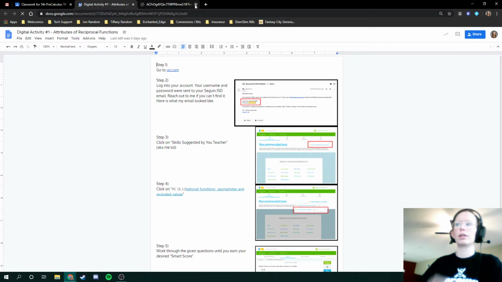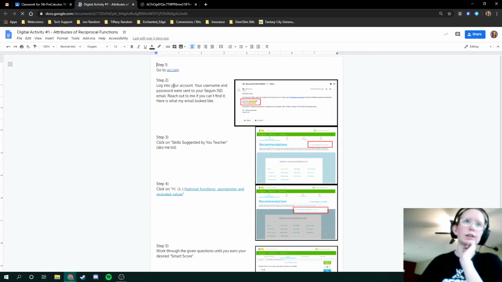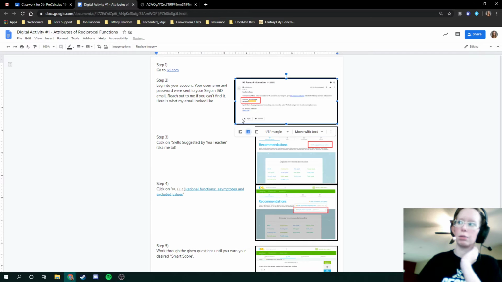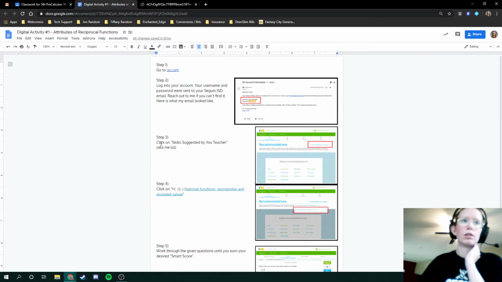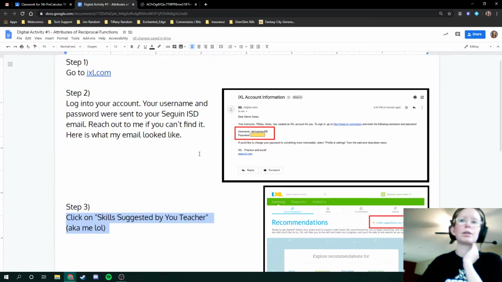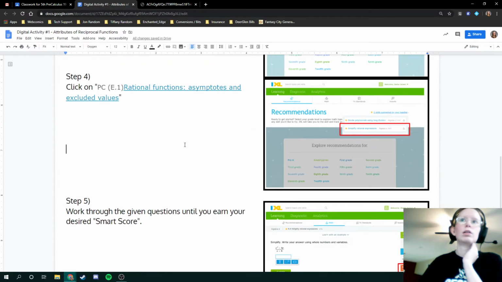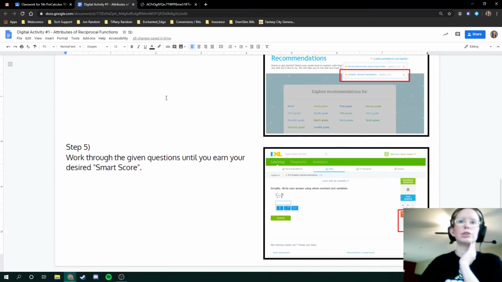Okay. So to get into the activity itself, everything's open already. Step 1 will be to go to ixl.com. Step 2 will be logging into your account. Your username and password were sent to your Seguin ISD email. Reach out to me if you can't find it. This is what my email looked like when I made a demo account. Okay. Click on the skills suggested by your teacher up here in this red box. This is a screenshot just from Algebra 2. But you'll pick the first one that will say rational functions, asymptotes, and excluded values.